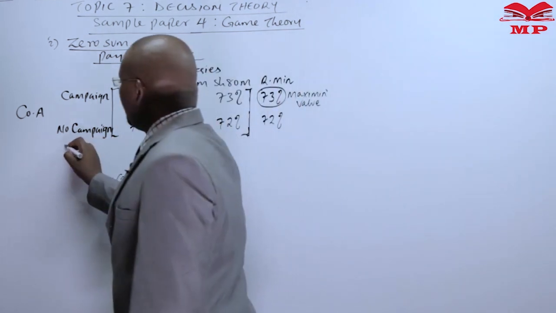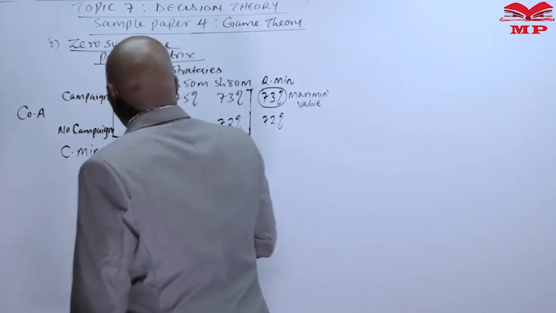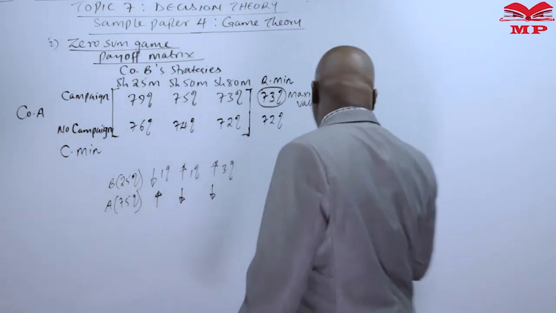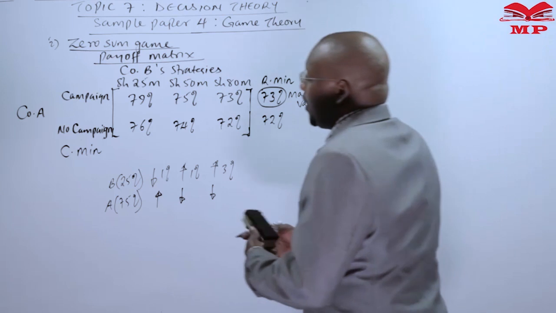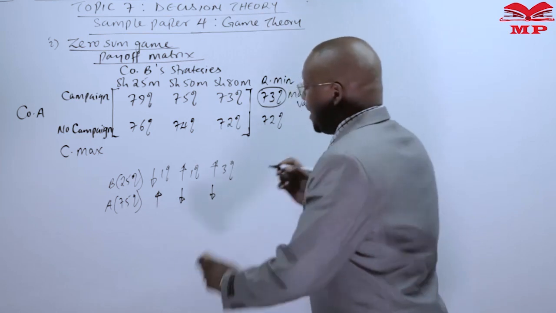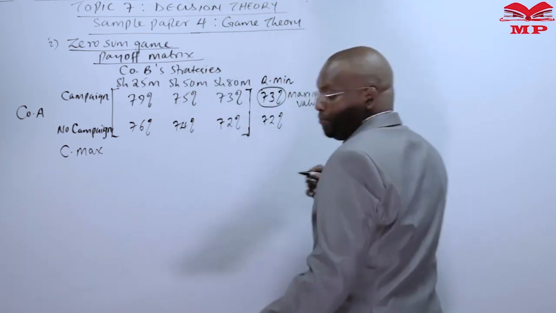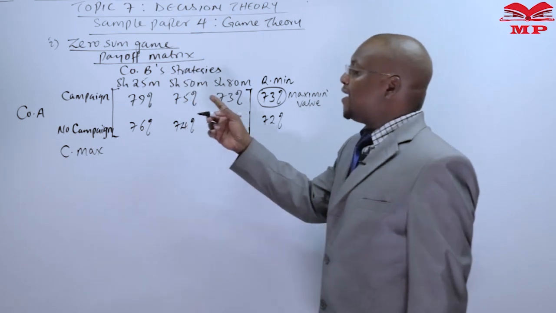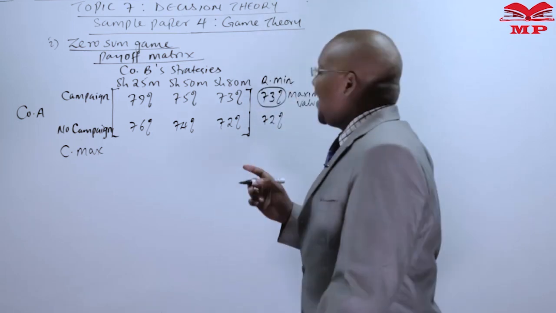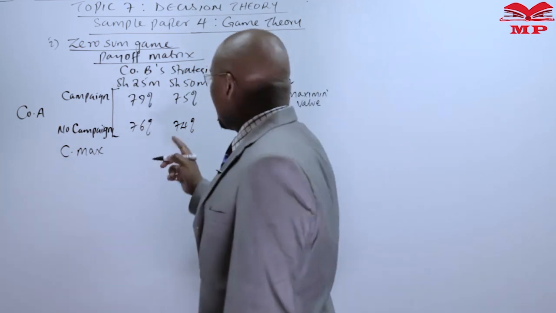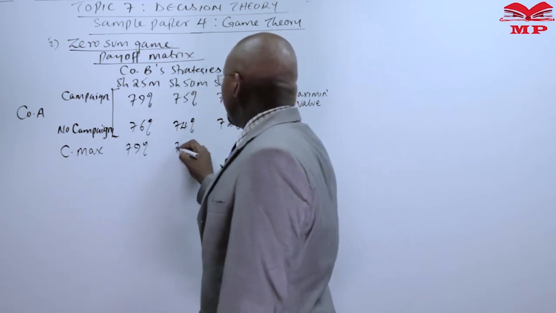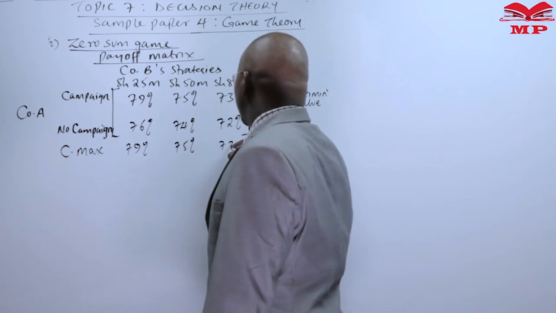Then we come to the column maximum, sorry, not minimum, but maximum, because of one thing. This is the argument. So we come to column maximum, because we are looking at the maximum company B is going to make. Remember, these are the gains to company A. They are the losses to company B. And therefore, the worst company B will make is 79. That's the worst. The worst here is 75. And the worst here is 73%.